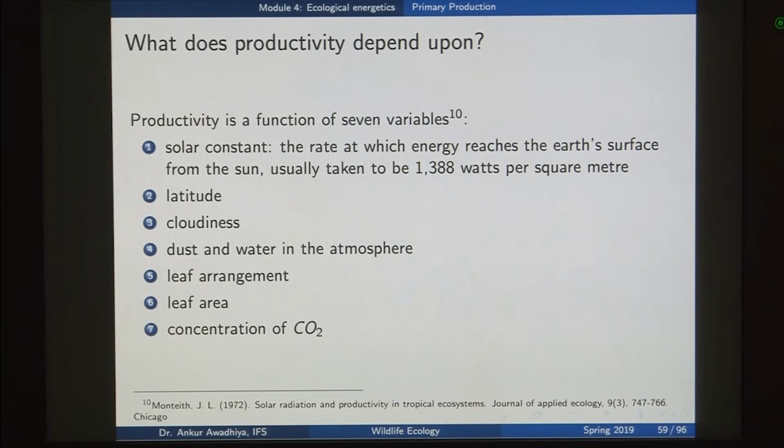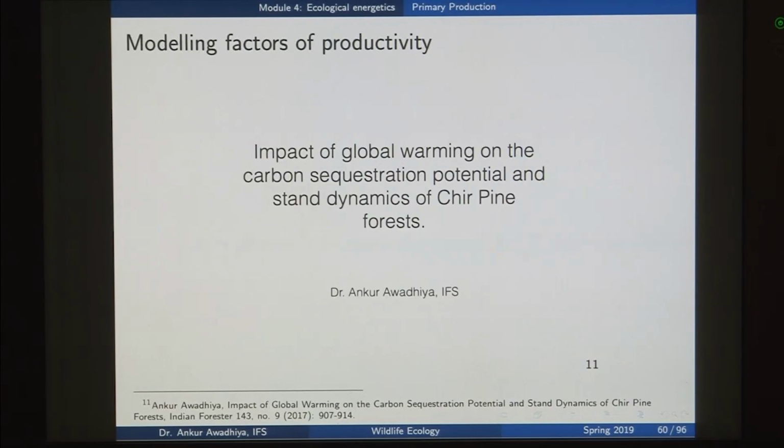Now, the amount of sunlight that is received by the plant will also depend on the area of leaves that the plant has and the arrangement of leaves. So, the plant needs to have an arrangement that maximizes the amount of radiation that is being intercepted by the leaves, and it will also depend on the amount of carbon dioxide that is there in the atmosphere, as will the amount of water that is available in that area. Now, using all of these different factors, we can model different factors of productivity.